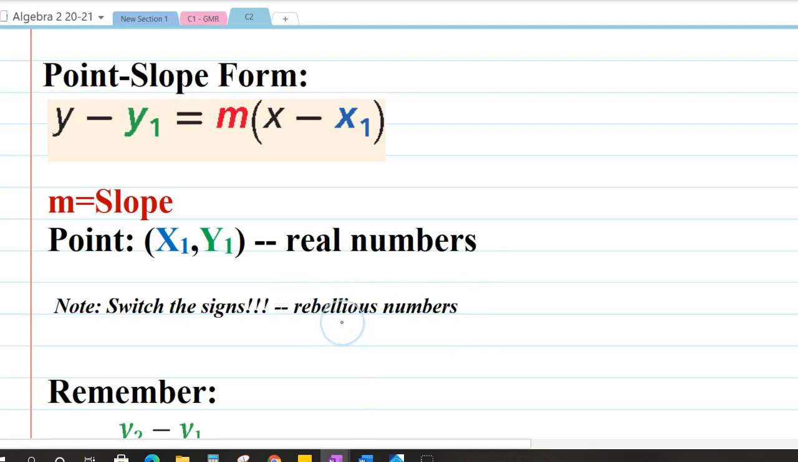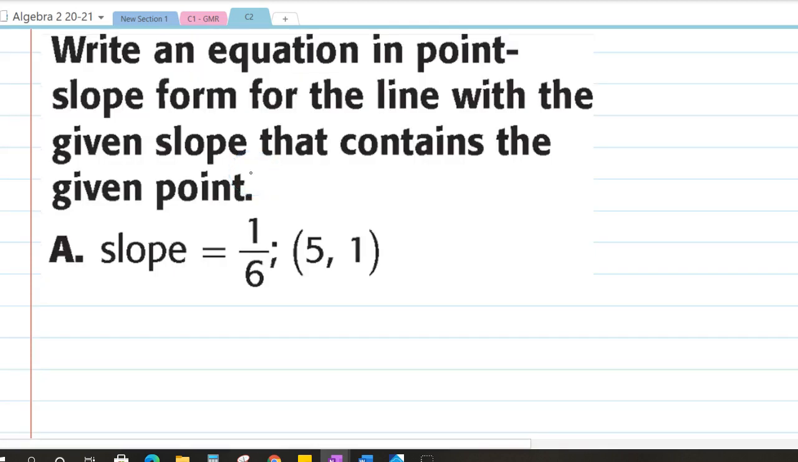Remember those rebellious numbers. When they're coming out of the house, they're going to be the opposite sign. So if I have a positive x as a point, when he goes into our problem, he's going to be a negative x. And if I have a positive y, he's going to become a negative y. Always switch the signs.